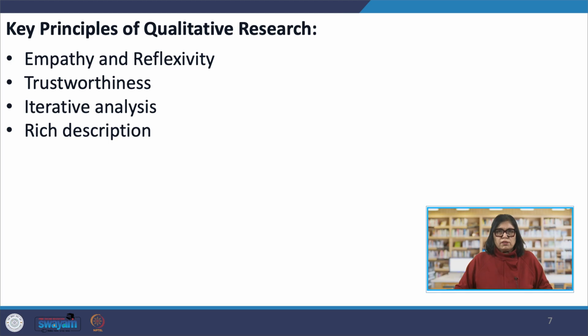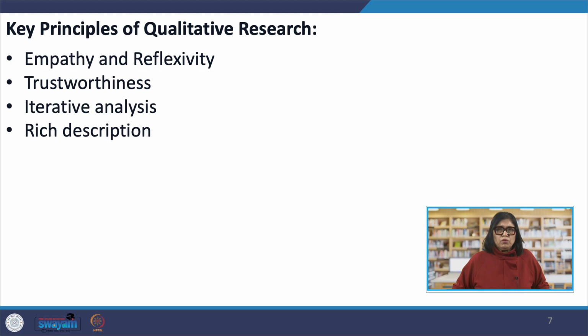Qualitative research is guided by several fundamental principles that shape its approach, methods, and analysis. First, empathy and reflexivity. Qualitative researchers strive to empathize with the participants and to understand their perspectives, experiences, and emotions from their viewpoint. This requires researchers to be attentive, open-minded, and sensitive to the participants' verbal and non-verbal cues.